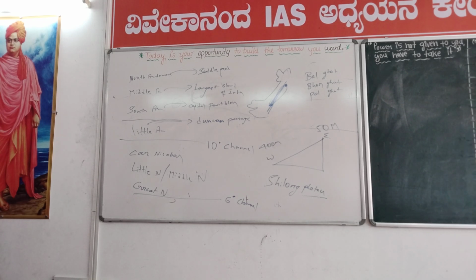Western Ghat, highest peak of Western Ghat, Anaimudi. Highest peak of Nilgiri, Doddabetta. Highest peak of India, K2. There is a person called Godwin Austin who measured the peak. That's why his name, Godwin Austin. They call it K2 Godwin Austin. And that is the second highest peak of the world. What is the first highest? Mount Everest.